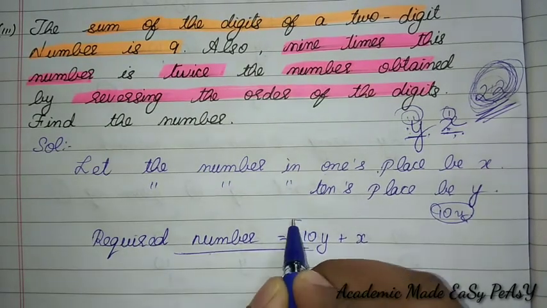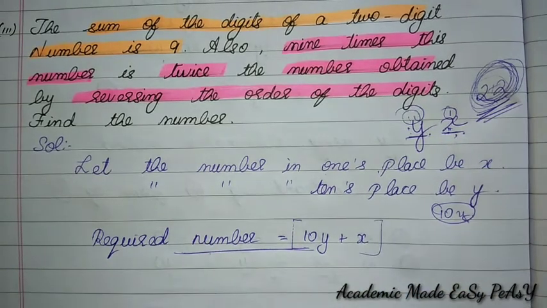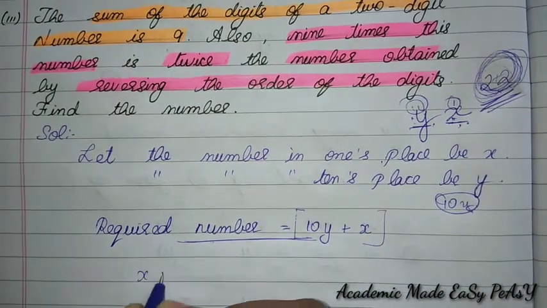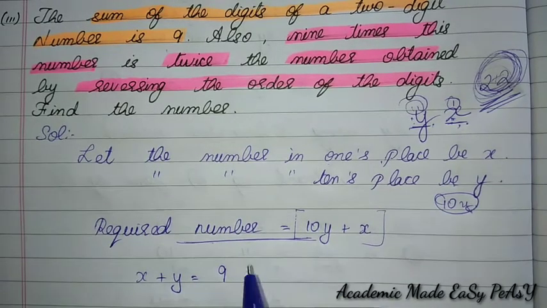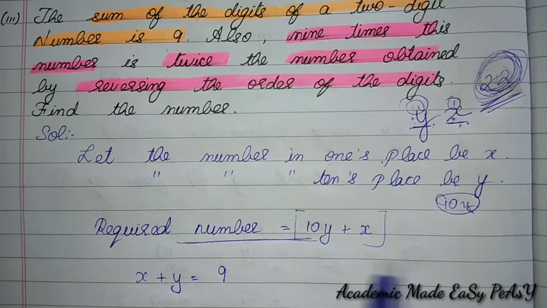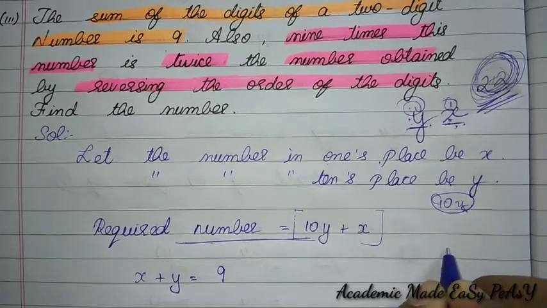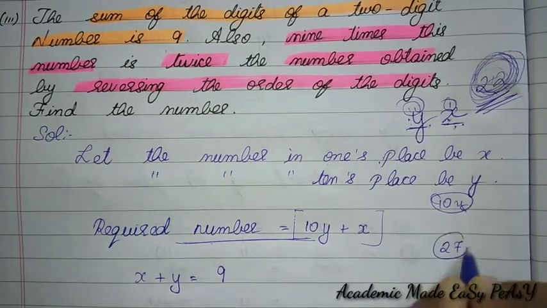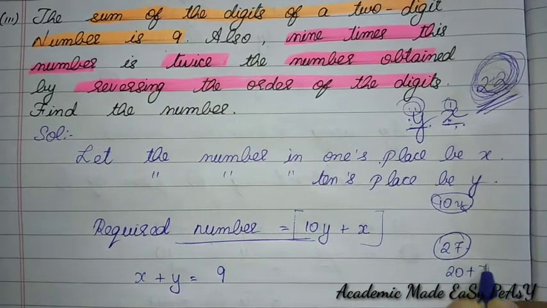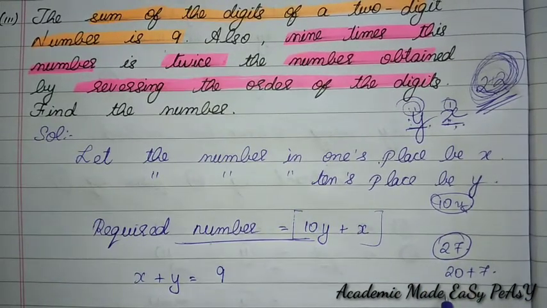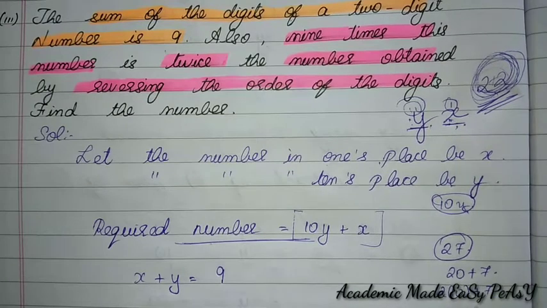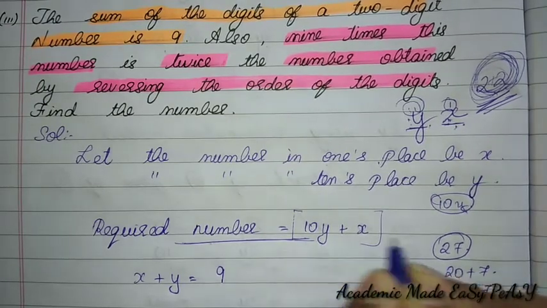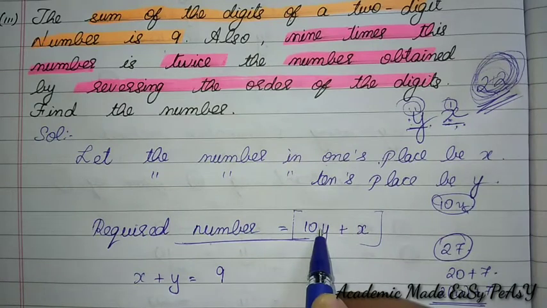So it is given that if we add these two numbers, that is, x plus y is equal to 9. So here we need not write 10y, because see, for example, if we take 27, okay, so this is 20 plus 7. Yes, so that's what I'm just writing here. It will be 2 into 10 plus 7. So that's what I just wrote, 10y plus x. So I think this will be clear for you.